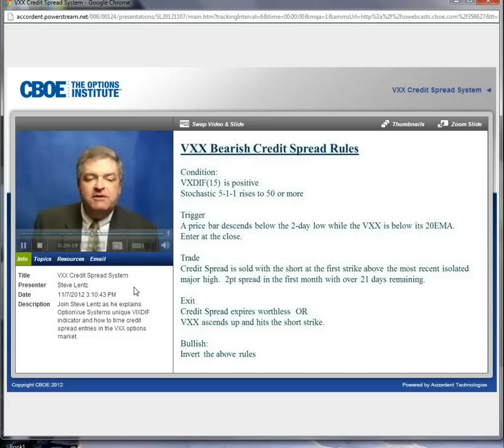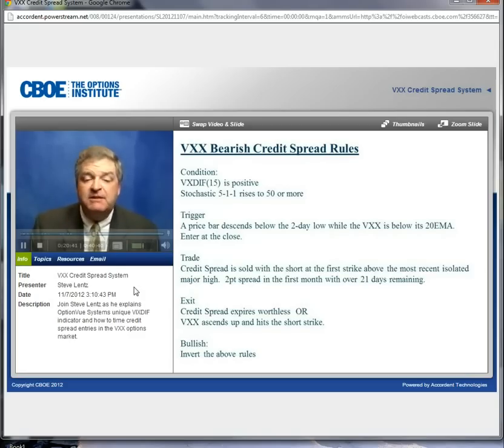So you can see there the stochastic 5-1-1. We want it to rise to 50 or more. That's indicative of it coming down and now we have a little retracement. Then the trigger is going to be when the price goes down below a 2-day low, and we want the VXX to be below its 20-day exponential moving average.